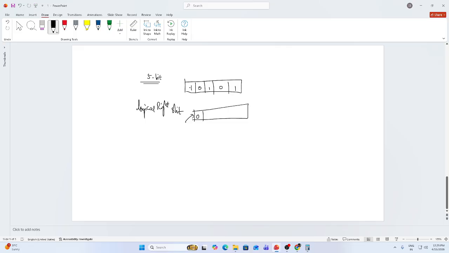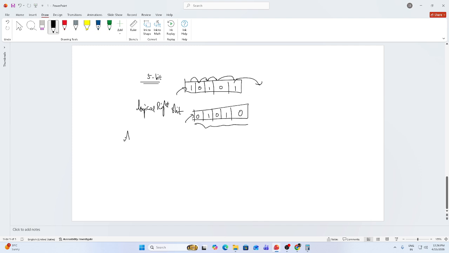So this bit will come here, the new bit will be 0, and let me draw the 4 5. This bit will come here, this bit will come here, and so on, and this last bit will exit. That will be lost, we lose this bit. So this is a logical right shift.